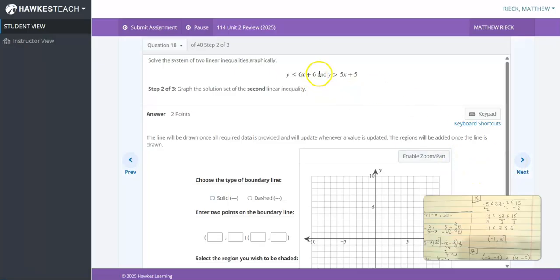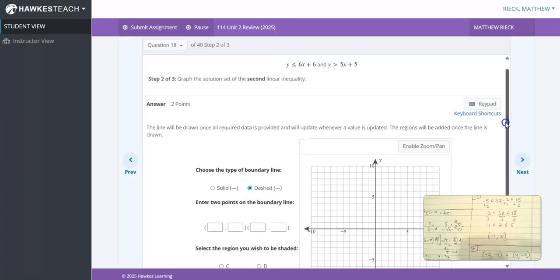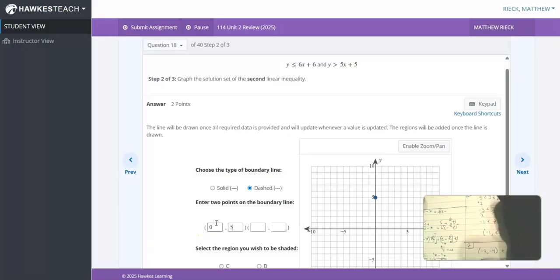All right, and then it wants us to shade or graph the second inequality. So here's the second inequality. We have y is strictly greater than 5x plus 5. Again, since it can't equal that line, we're going to use a dashed line there. And again, we're going to start with the y-intercept. So that's going to be at 0, 5.